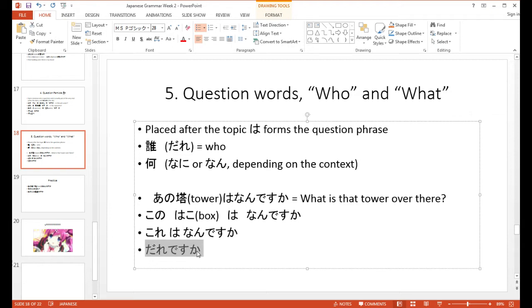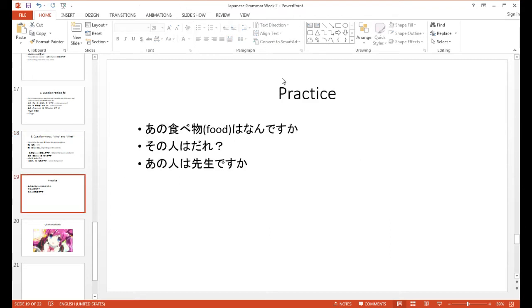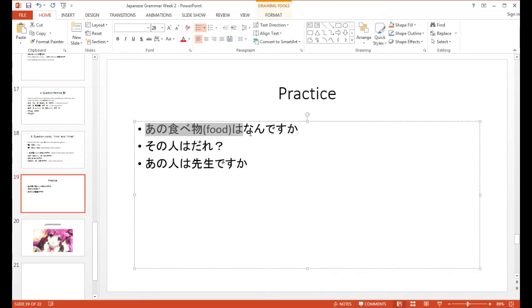誰ですか? So here some of the details are kind of implied. So let's say あの人. あの人 is that person. This kanji. So あの人は誰ですか? Who is that person? 誰ですか is just who is it? Practice. あの食べ物は何ですか? What is that food over there?